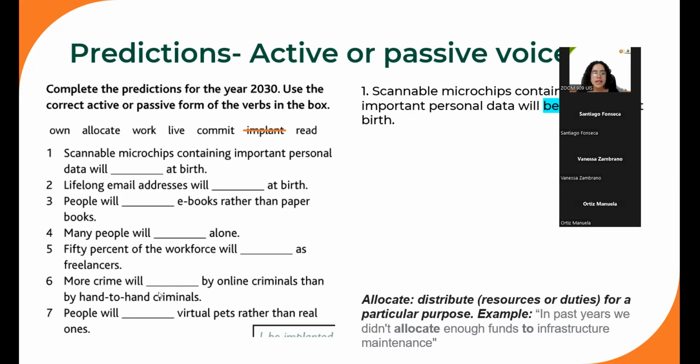All right. And the last one, let's see. Maybe Manuel, number 7. People will own virtual pets rather than real ones. Yeah, will own virtual pets rather than real ones, real pets. Okay, excellent, guys. I see Catherine is connected. Very good. All right, so that is another practice of future forms, active and passive.